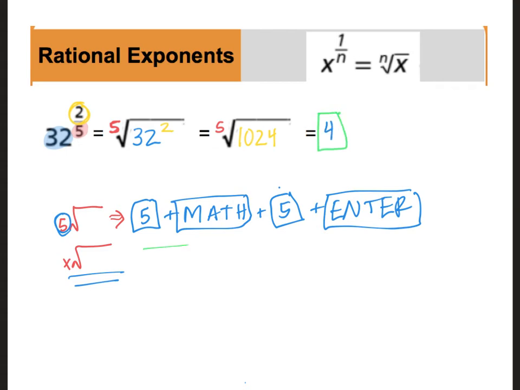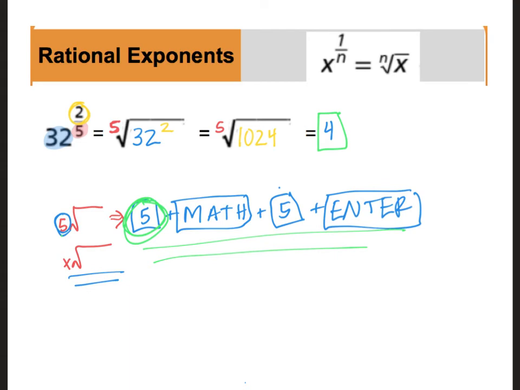Now, the steps on your calculator change a little bit depending on what root you're doing. If you're doing the 4th root, if you're doing the 3rd root, if you're doing anything that's not 5, this number here is the one that changes. It should match whatever is in front of your little square root sign. So just be aware of that.